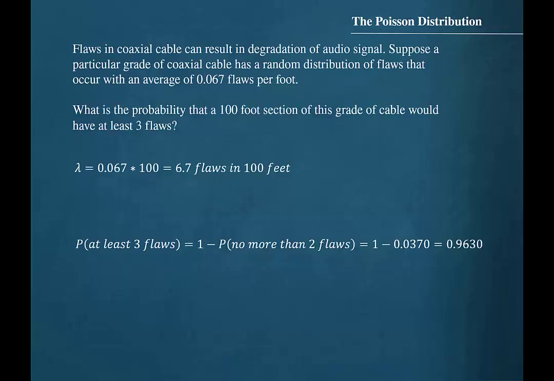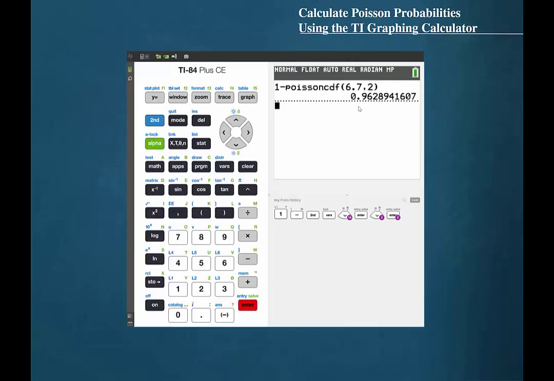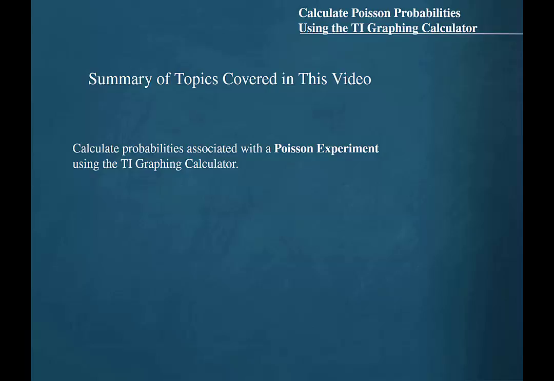0.9629. We might note that this value is slightly different from the one we found when we did this calculation by hand. The reason for this is because of the rounding that occurs when doing the calculation by hand. The TI graphing calculator performed this calculation all at once and rounds much farther. In this video, we learned how to use the TI graphing calculator to calculate probabilities associated with a Poisson experiment.